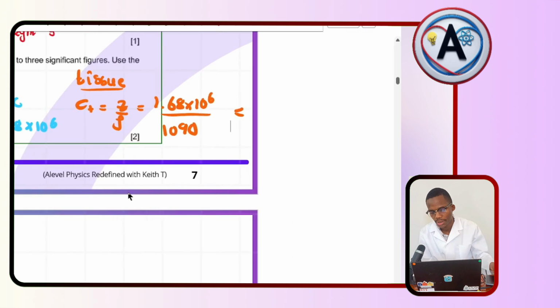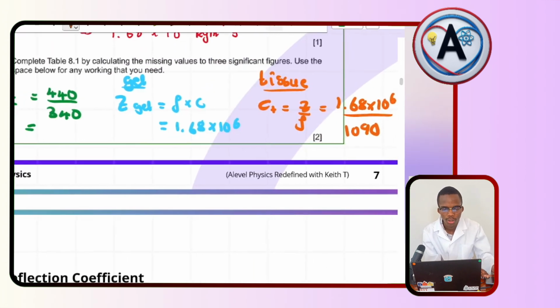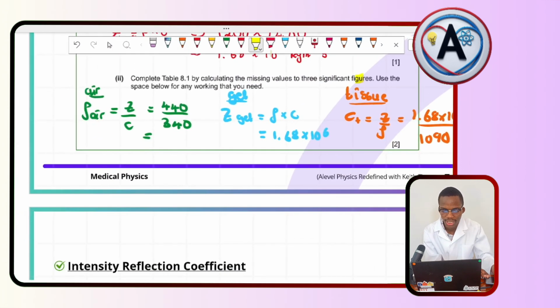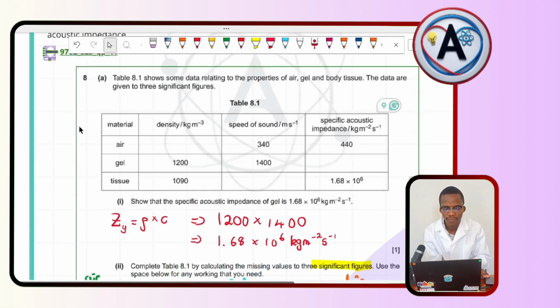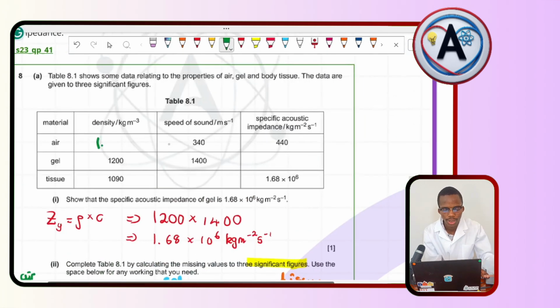For the speed of sound in tissue, that's going to be 1,540 meters per second to 3 SF, because we've been asked to give our answers to 3 SF. Pay attention, guys. And then the density of air is going to be 1.29 kg m^-3. So for air, that's 1.29.